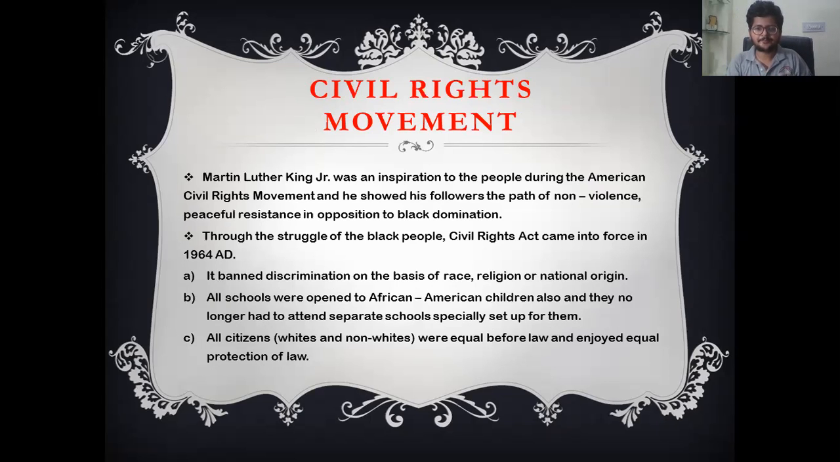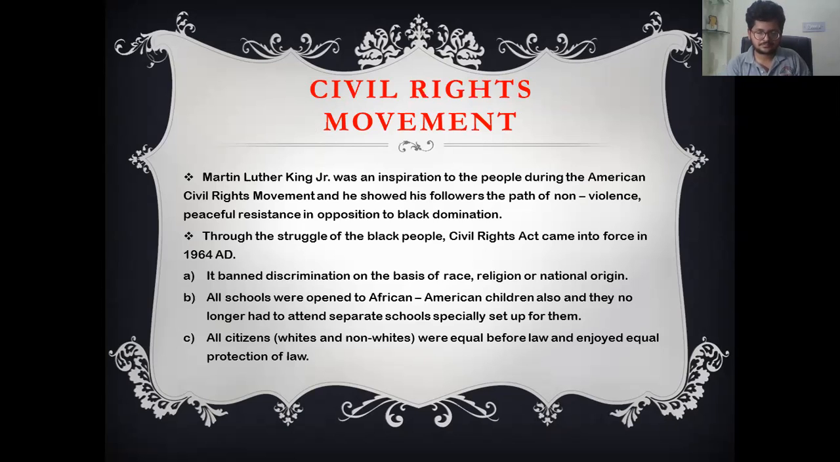Okay, and Martin Luther King Jr. was a leader of the African Americans and an inspiration to the people during the American Civil Rights Movement, who played a very important role in it. He showed his followers the path of non-violence, the path of peaceful resistance in opposition to black domination.